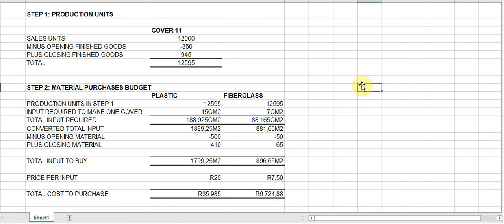Again, the only snag in this question is really that you need to remember that the metrics need to be converted to the higher metric, which was square meters in this instance. If you remember that, I don't think that you will have much trouble answering a material purchase budget question like this.